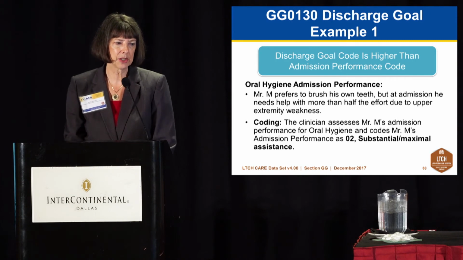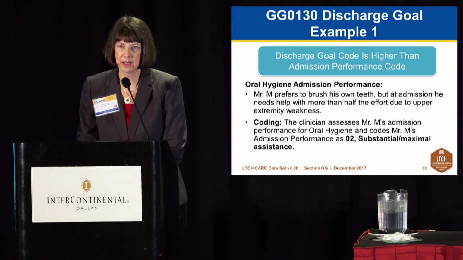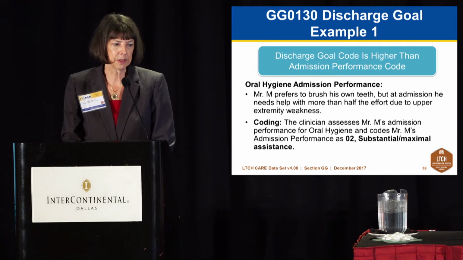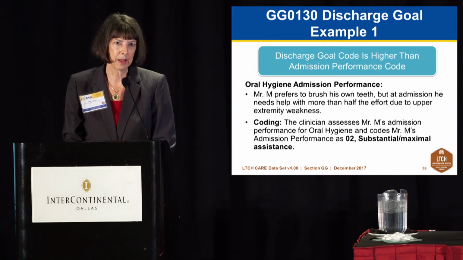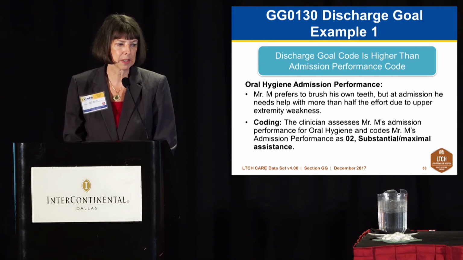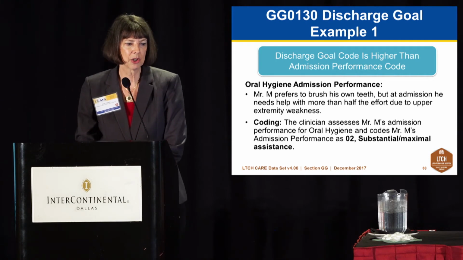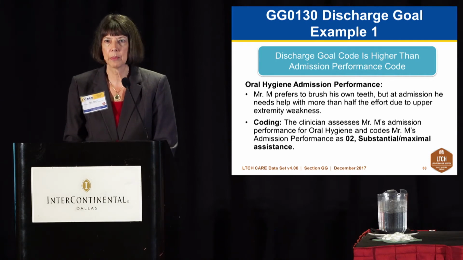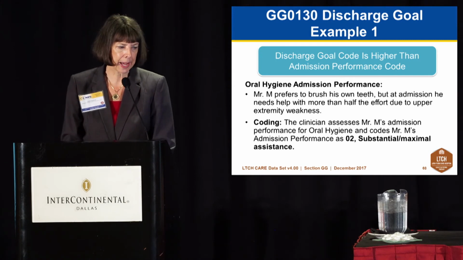So let's take a look at the discharge goal examples that we have, because some clinicians or providers may not be aware of this factor. You may be basing your decision on discharge goals only on the idea that the discharge goal would be higher than the admission performance, but as you'll see, that's not the case, and we've given you some good examples here to illustrate that. So in this case, the traditional discharge goal code is higher than the admission performance code. Most people are familiar with that.